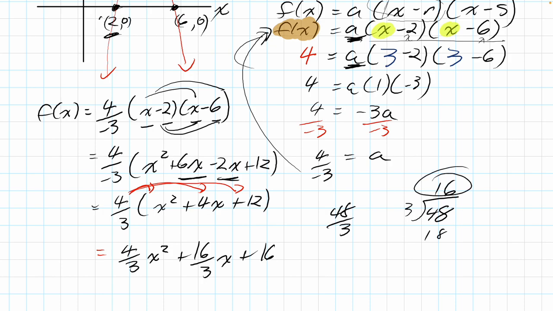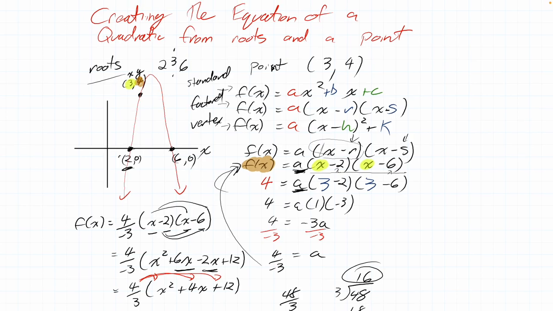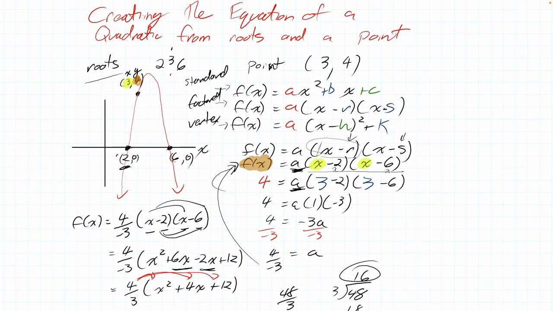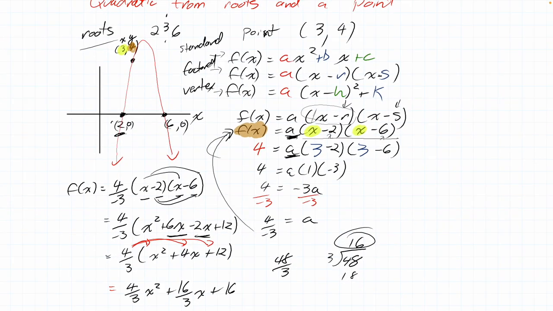Okay. So this is it. This is our standard form now. Just like we said, we took the roots and now we've put it into our standard form. So that's the process of creating an equation of a quadratic from roots and a point. We got the factored form and then we put it into our standard form right after that.